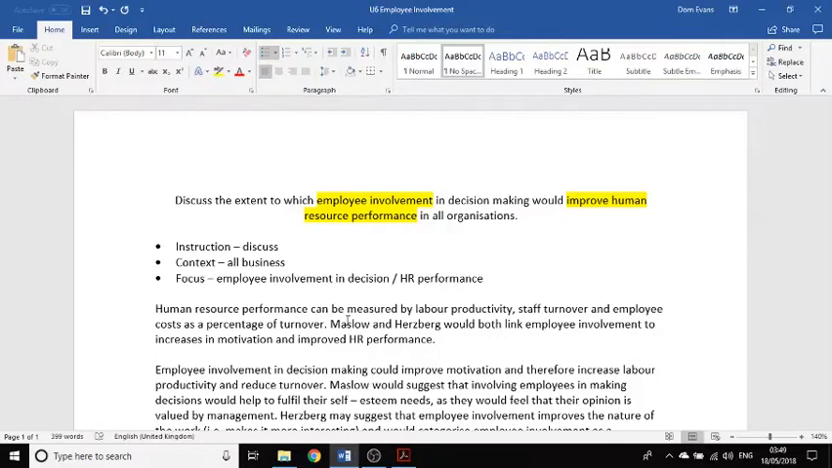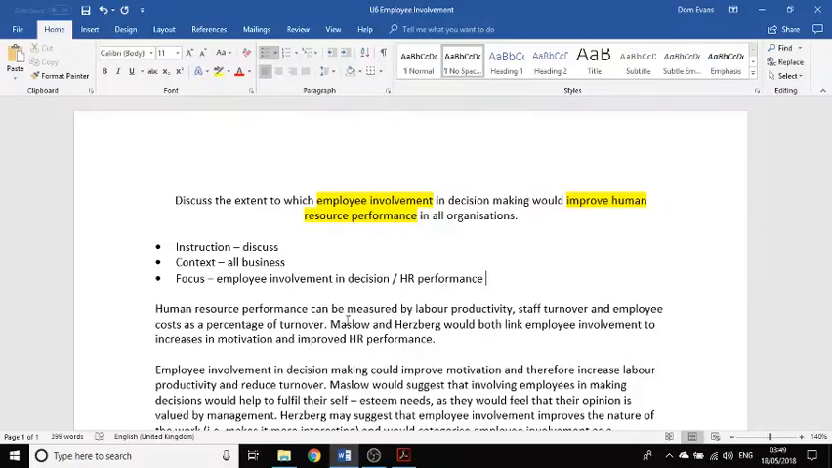But I also like to think about what my gut instinct is, and as soon as I see this question, my gut instinct is employee involvement will improve human resource performance because of its impact on motivation. That's basically where I'm going to go with the essay. My bullet point plan, put together very quickly, just reminded me of some of the things that I want to talk about in each paragraph.